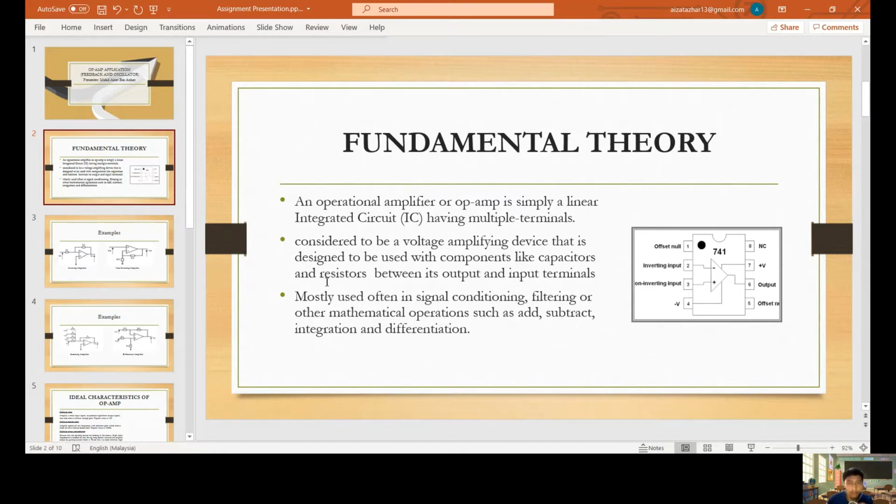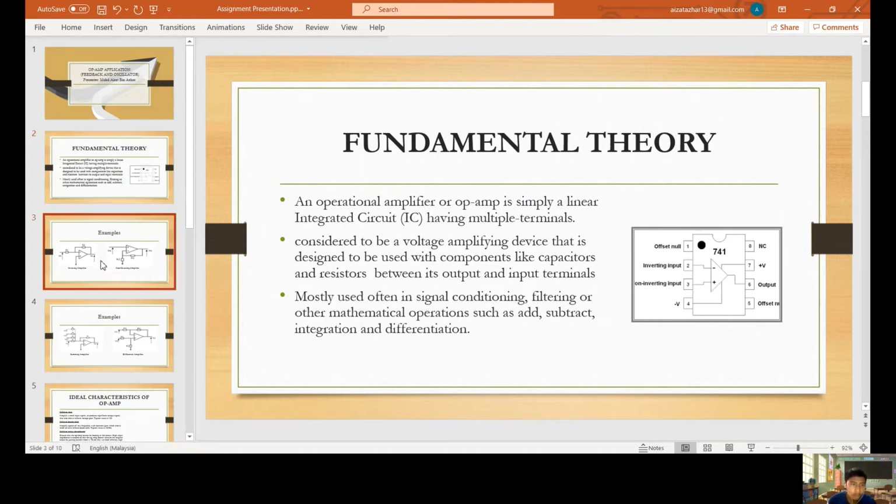The function of the op-amp is mostly used in signal conditioning, filtering, or other mathematical operations such as add, subtract, integration, and differentiation. Like the figure shows, the negative terminal is known as the inverting input, and the positive terminal is known as the non-inverting input.